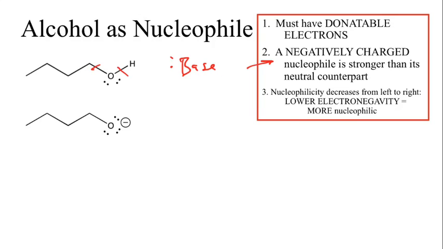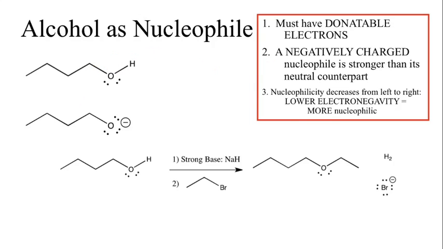The base with its electrons can come in, react with the hydrogen, and put the electrons on the oxygen, and we end up with that negatively charged species. So at that point we now have a much better nucleophile because of that negative charge, and it'll help us react further on down the road. So it's kind of a nice thing to do. And that's what we just had on the last slide.